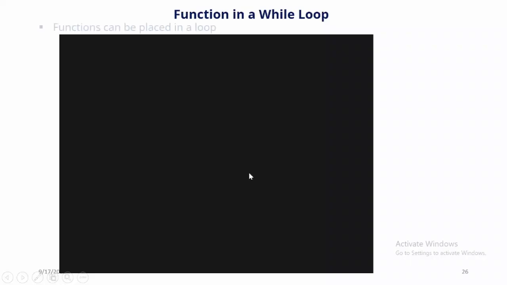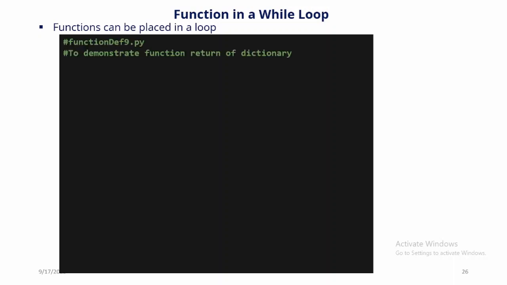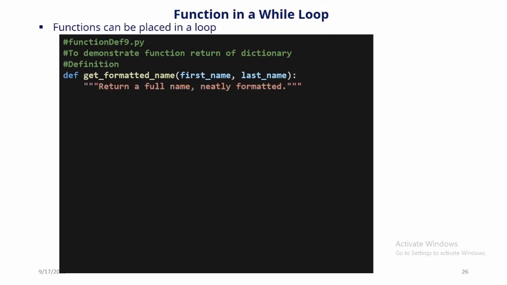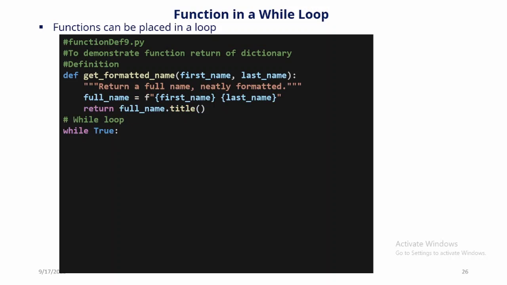Now you can use the function in a while loop. You can place it in a while loop wherever you want to place the function in the call. So if you want the function to be called 1,000,000 times, you can just put it inside a while loop. Rather than writing the whole code of the function 1,000,000 times, the function is just called 1,000,000 times. Call this function def9. Get formatted name, first name, last name. The same function we have seen before. Return full name.